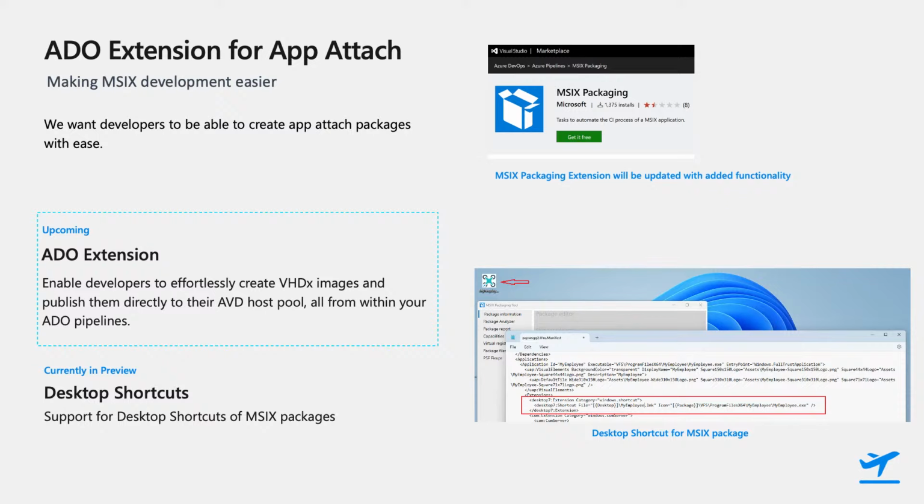Lastly, we're also making the platform better for developers. We want developers to be able to create app attach packages with ease. Creating an app attach ready package and managing the publishing process can be a manual and cumbersome endeavor. Previously, we introduced the app attach toolkit for Visual Studio, and now we are also introducing an ADO extension to simplify the process. If you have to test and publish an app attach package today, it involved 7 steps, all of them manual. Now you can effortlessly create VHDX images, publish them directly to your AVD host pool, all from within your ADO pipelines. The process is quite straightforward.